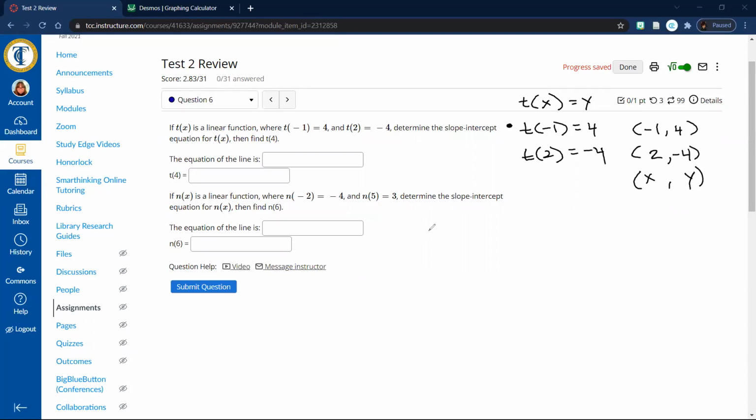Yeah, what's going to be key with a lot of these is knowing how to set them up. They might be presented to you differently, but you'll end up at the same location. Because this wants you to determine the slope-intercept equation. Well, the slope-intercept equation is this, right? That's y equals mx plus b.